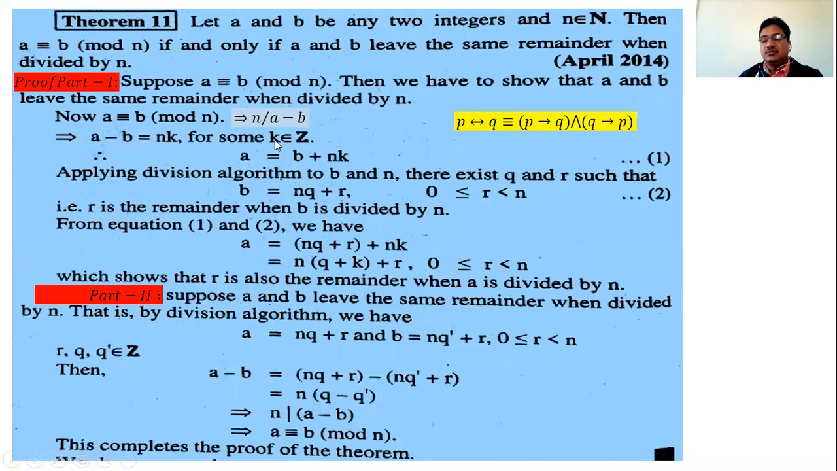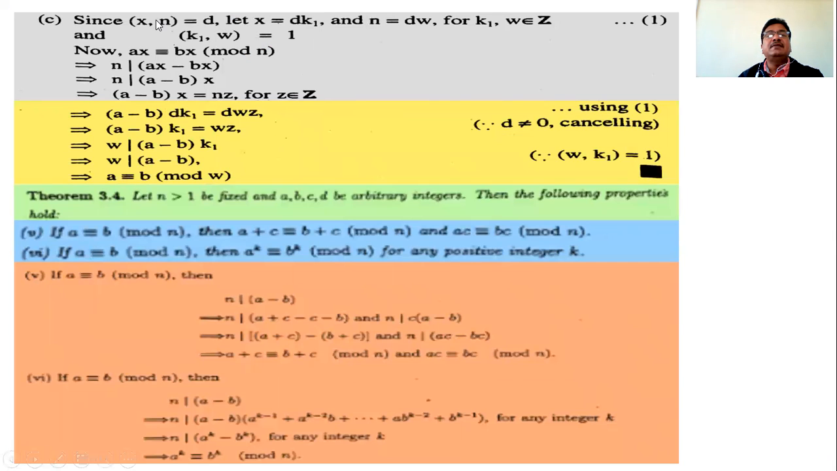Here d divides x as well as d divides n, because d is the greatest common divisor of x and n, and by the definition of greatest common divisor, d divides both. d divides x implies x is expressed in the form d times k1, some integer. And d divides n implies n is equal to d times some integer, and that integer is given in the theorem as w. And obviously the greatest common divisor of k1 and w is 1. Otherwise, d is not the greatest common divisor of x and n.